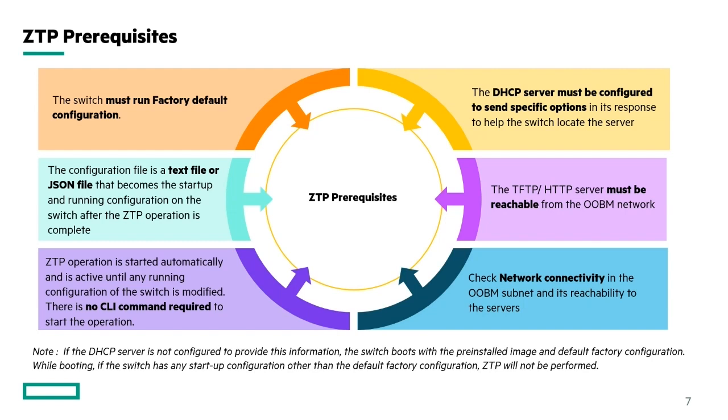We have to make sure that the DHCP server is configured to send specific options. In this case, it will be the DHCP IPv6 server. The TFTP or HTTP server where the configuration file is stored must be reachable via the OOBM network, as we'll be doing ZTP on the OOBM in this enhancement. And one last thing is to verify the OOBM subnet connectivity to ensure the switch can communicate with the necessary servers.